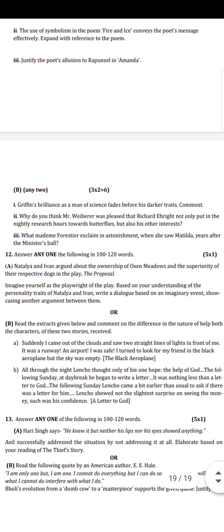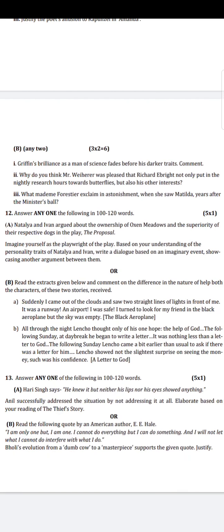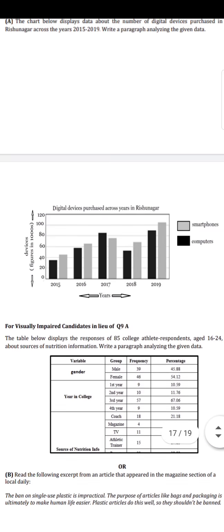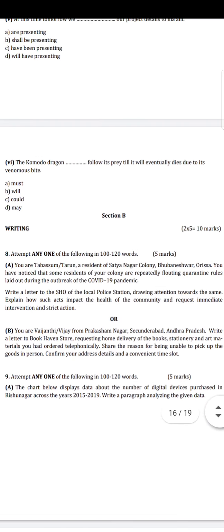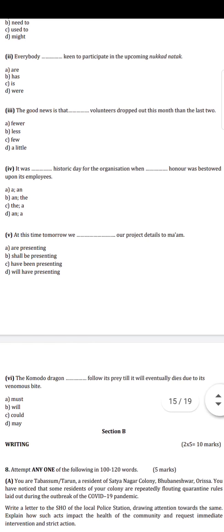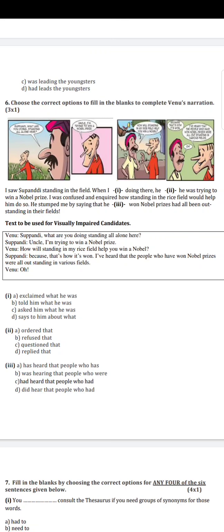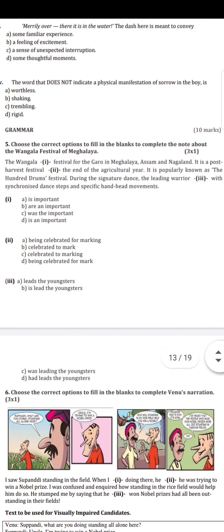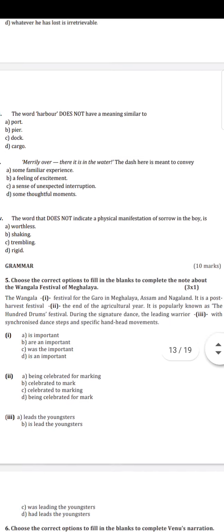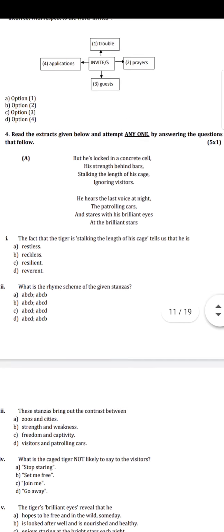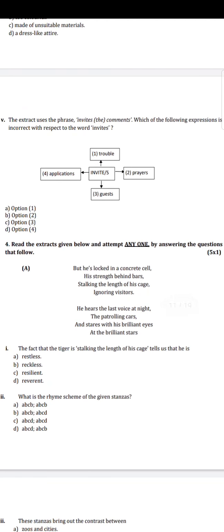So this is your sample paper, and exactly the same kind of paper you're going to get in your upcoming exams as well as in your board exam. So look at it, and I'll be giving you homework from the same sample paper, and solve this sample paper at home whenever you get time.